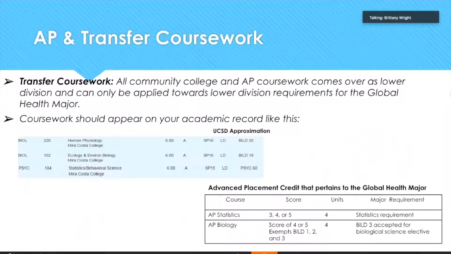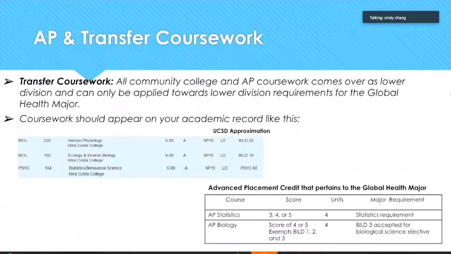So say you took physiology at MiraCosta College, that would be something that could be applied to a global health major. So you'll see that on your academic history.